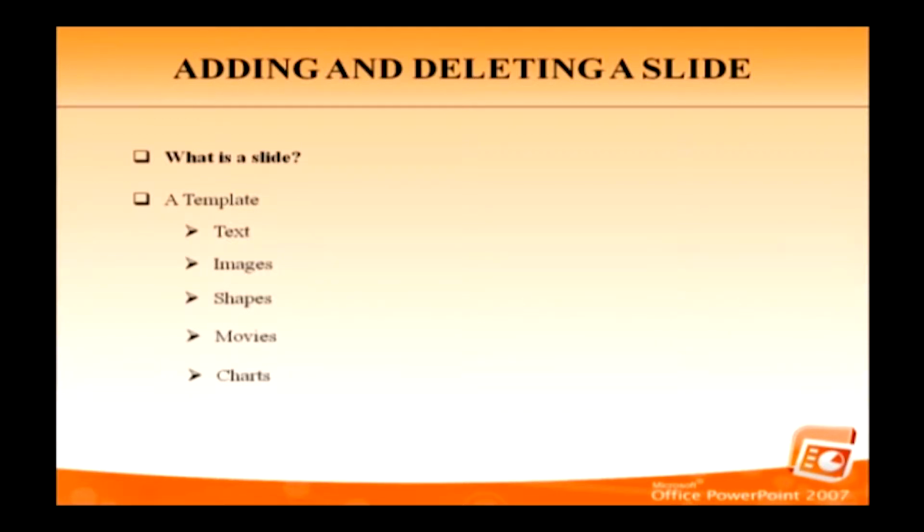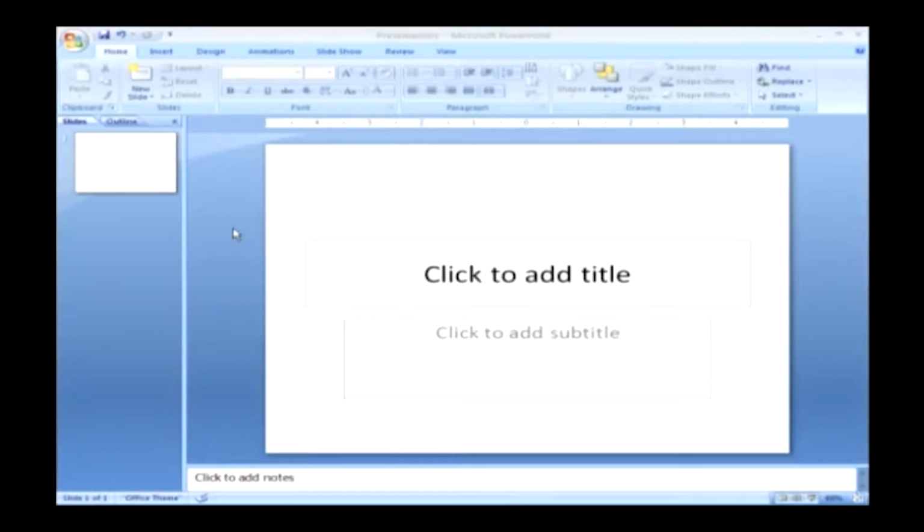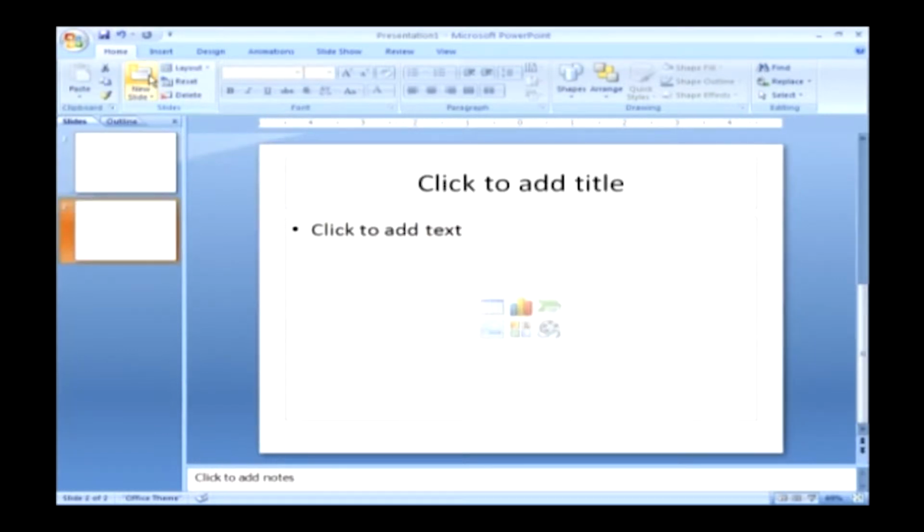PowerPoint 2007 provides you several ways to add a new slide in your presentation. Here are the steps to adding a new slide. Click the Home tab and move your mouse pointer to the Slides group. In that group, click on New Slide. A new slide will be added. You can also add different types of slides.